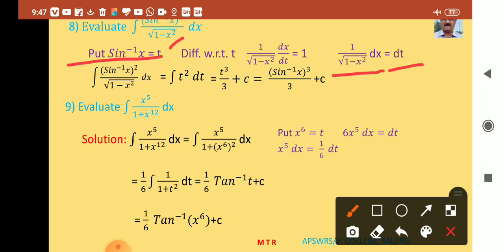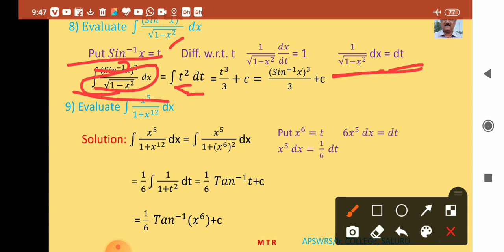Now take the given problem. Integral sin inverse x whole square by root 1 minus x square dx. That is equal to integral. Already we let that sin inverse x is equal to t. So this sin inverse x is t, so this is t square. 1 by root of 1 minus x square dx, this whole thing is dt. By this you put dt. Now this is integral t square dt.